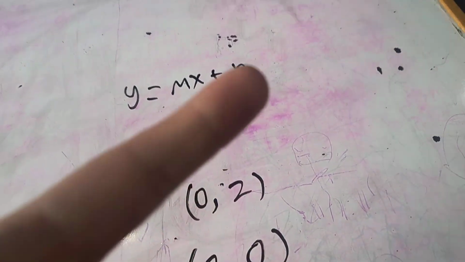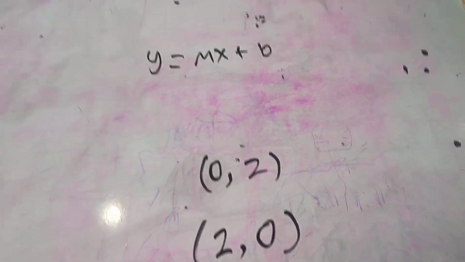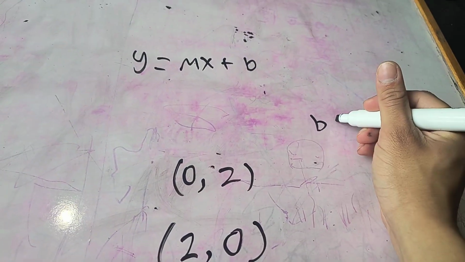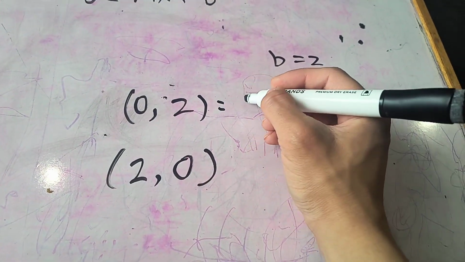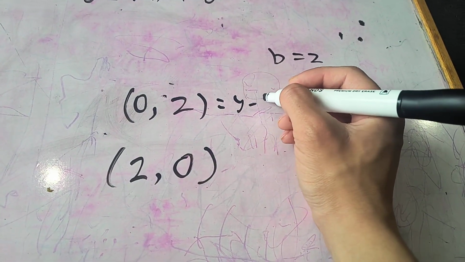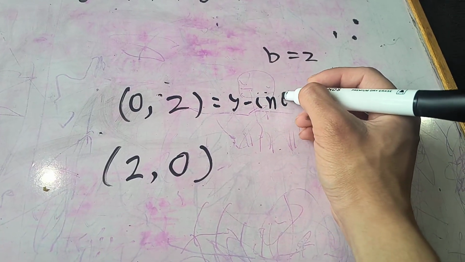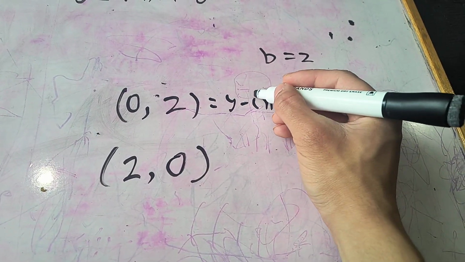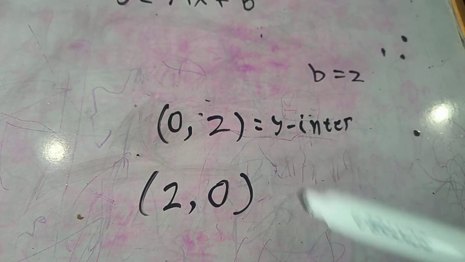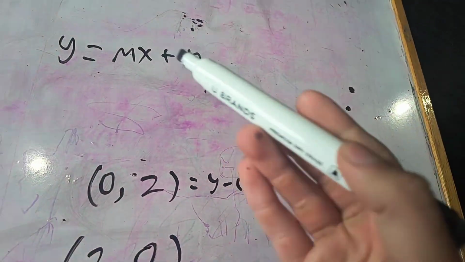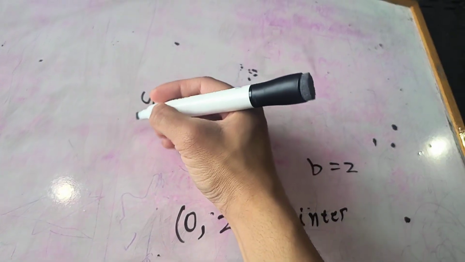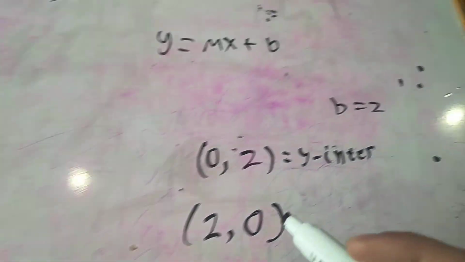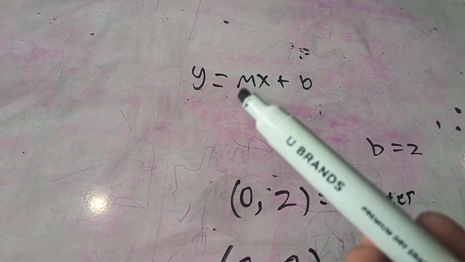Well, the first part, the b, is easy. We know that the b will just be 2, because this is the y-intercept. This 2 right here. So the b part we got down. But how do we figure out the slope part?